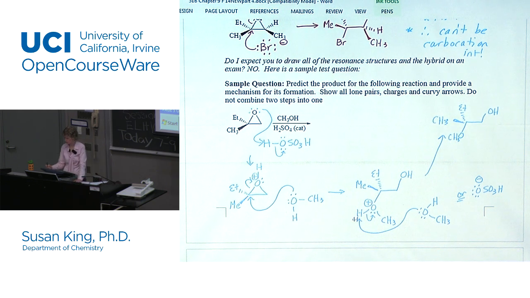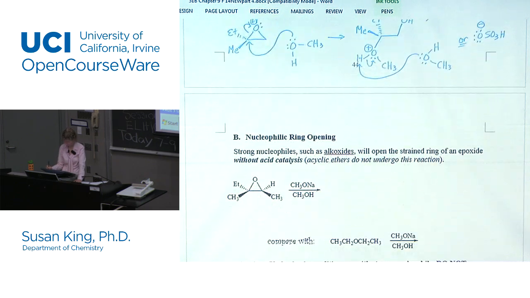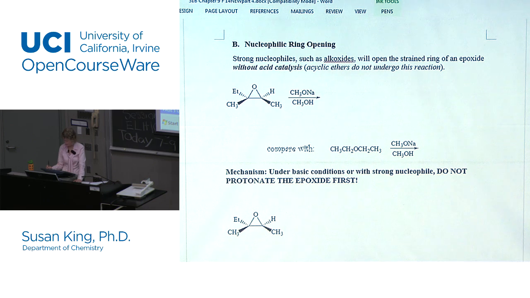All right, oh my gosh, we've got 3 minutes here. Let's see what we can do in 3 minutes. Don't worry, this part's easy. Okay, acid-catalyzed mechanism, we got it down, right? This is base-catalyzed or strong nucleophile. Strong nucleophile, right? So easy.